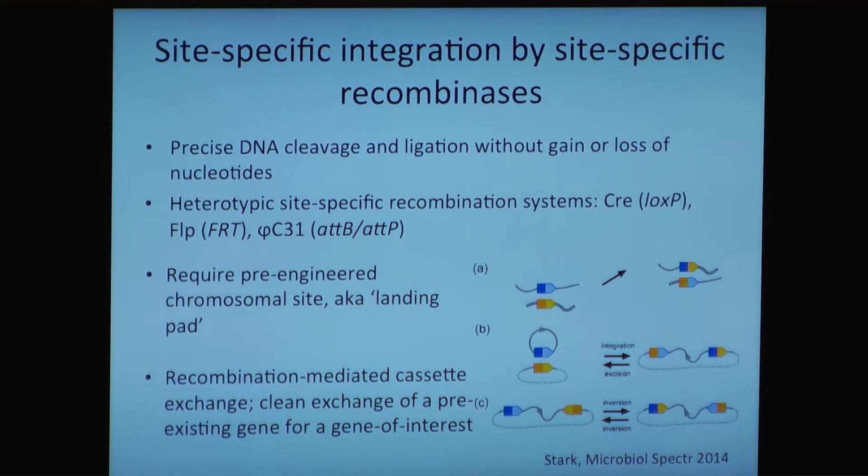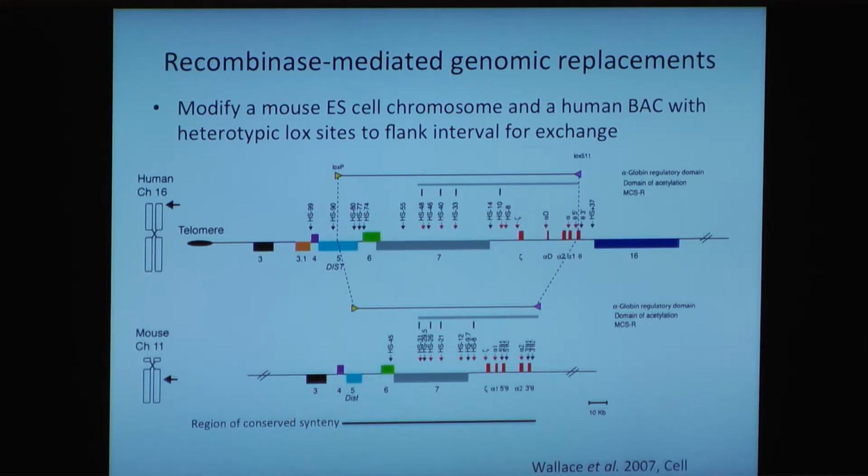One of the best examples in the literature of this is from Doug Higgs's group at Oxford, where they call their process recombinase-mediated genomic replacement. They replaced the mouse alpha globin locus with a human alpha globin locus. So they engineered a BAC to have recombinase sites with a selection system and engineered the native locus to generate a landing pad.